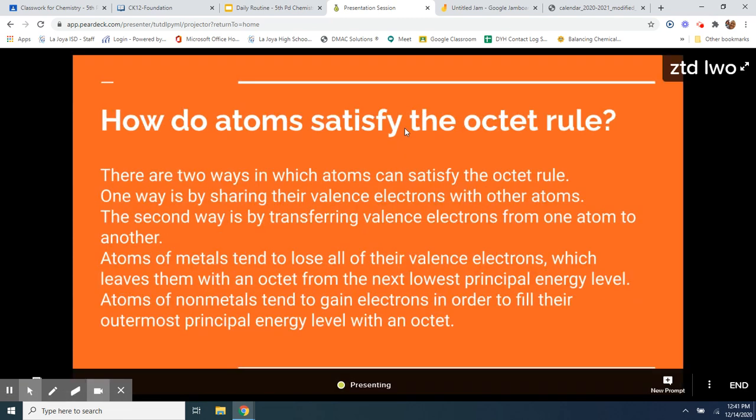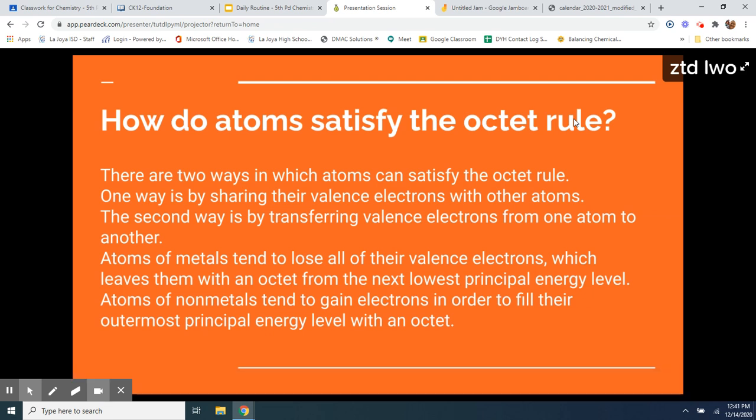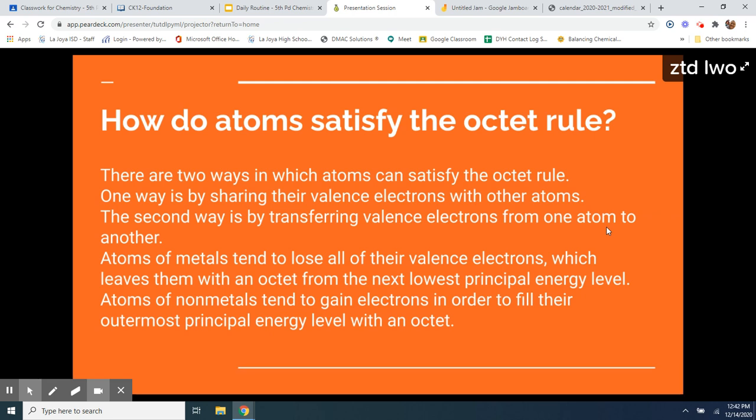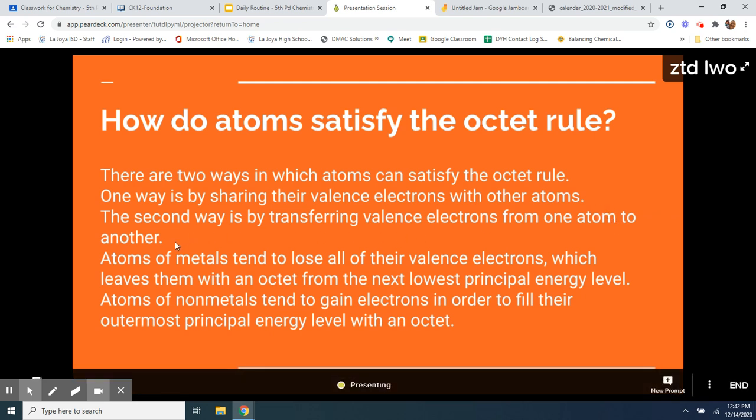How do atoms satisfy the octet rule? Everybody else who's not hydrogen, helium, and lithium follows the octet rule. There are 2 ways to make an octet of electrons, to make 8. One way is by sharing valence electrons with other atoms. The second way is by transferring valence electrons from one atom to another. So one atom will lose, the other atom will gain, and both of them will make an octet. All right, let's talk about the type of atoms and what they have a tendency to do.